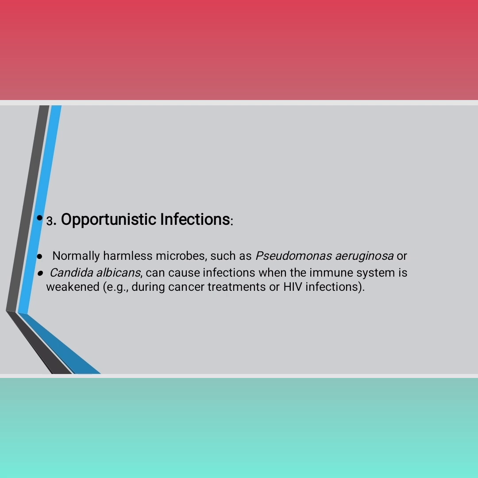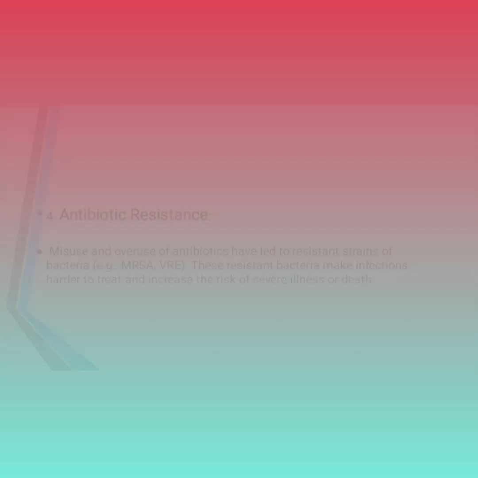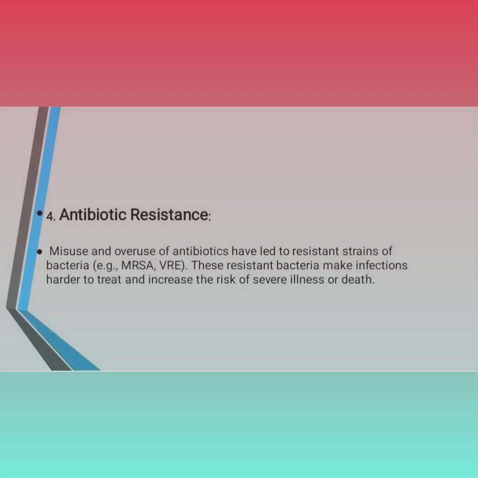Third one is opportunistic infection. Normally harmless bacteria such as Pseudomonas aeruginosa and Candida albicans can cause infection when the immune system is weakened, for example during cancer treatment or HIV infection. Fourth one is antibiotic resistance. Misuse or overuse of antibiotics has led to resistant strains of bacteria, and these resistant bacteria make infections harder to treat and increase the risk of serious illness or death.